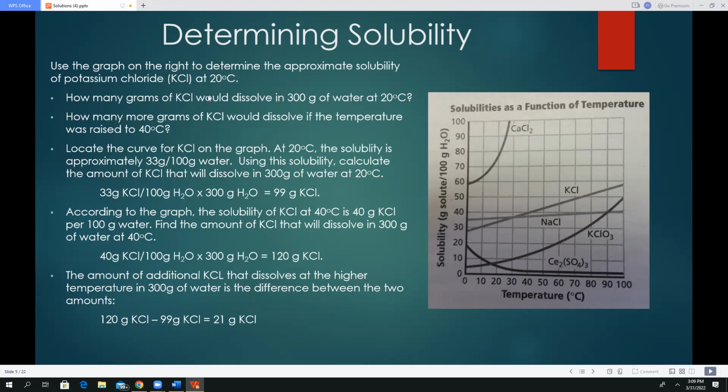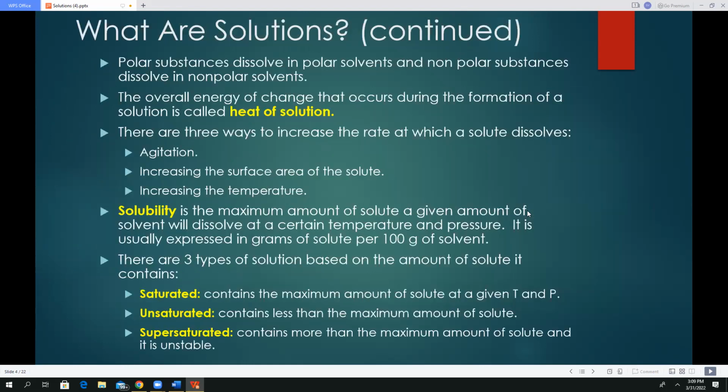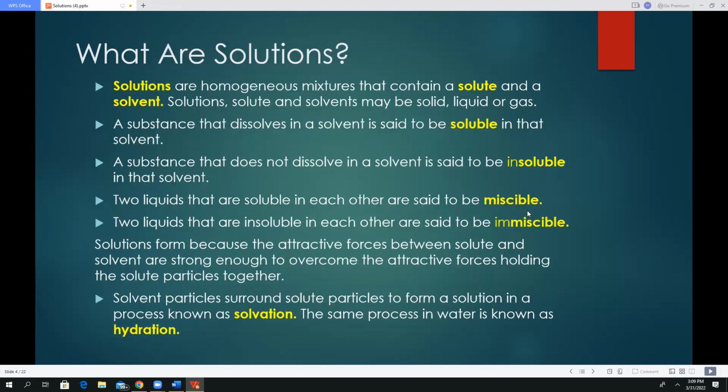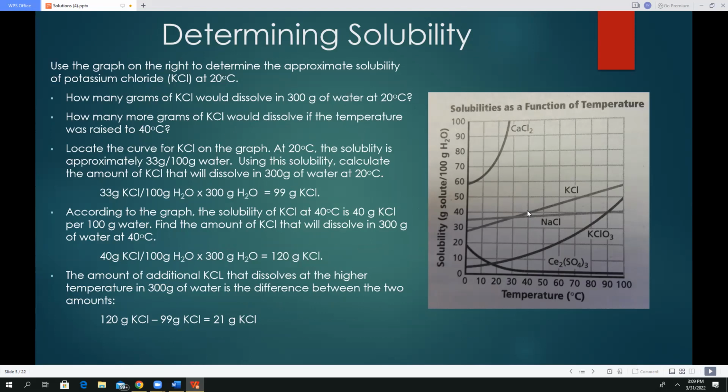How many grams of KCl will dissolve in 300 grams of water at 20 Celsius? Okay, so let's look at KCl. We already said that we had about 33 grams, right? So you locate the curve and you do that, right?